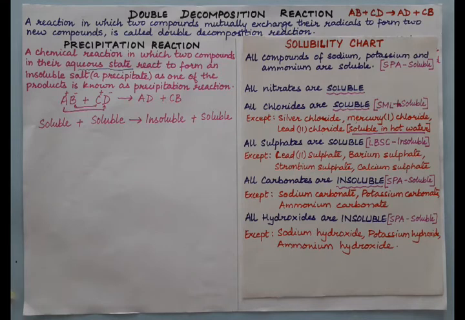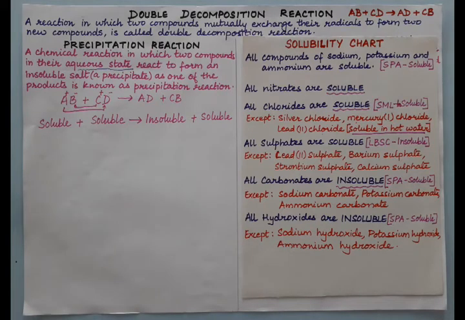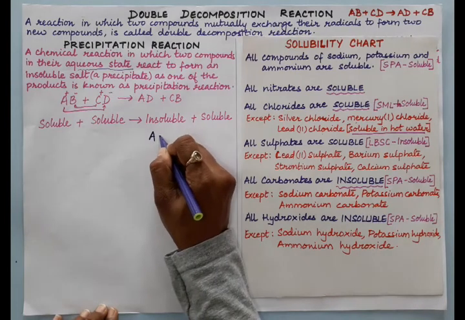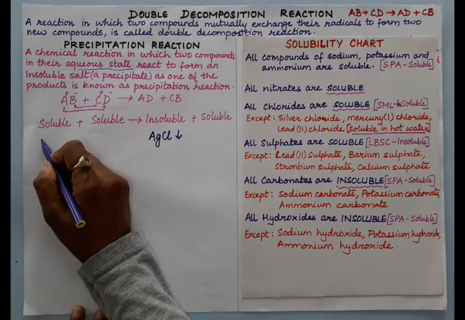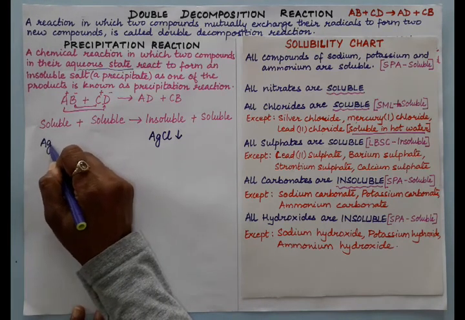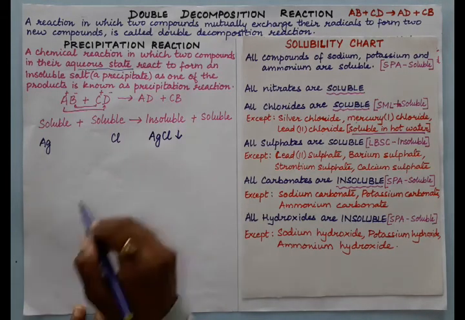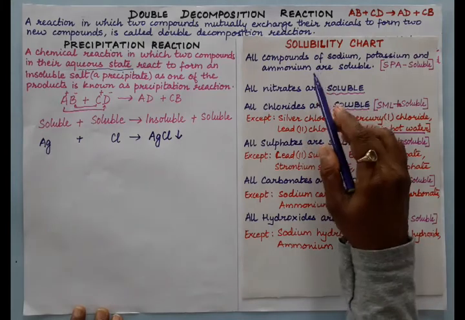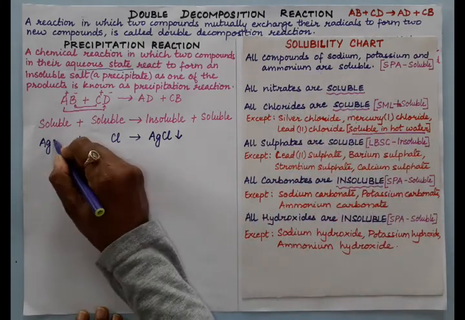Now for that the rule is soluble plus soluble gives insoluble plus soluble. So we should know which are soluble and which are insoluble. Now let us understand, suppose we want to prepare silver chloride. Now one compound of silver which is soluble, that we have to take, and one compound of chloride which is soluble, that we have to take, then only we will get silver chloride. So let us see which is soluble. So here we say all nitrates are soluble. So let us take nitrate.